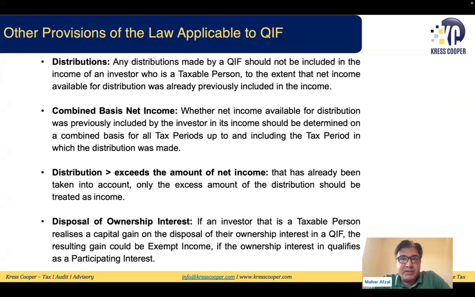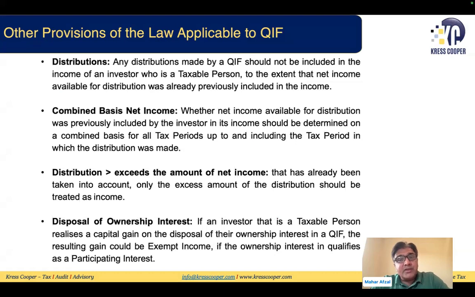We'll look into the example as well. If the distribution is lesser than the income, it should not be subject to further taxation. If the distribution is more than the income, then it should be subject to further taxation. Combined basis of net income: we need to look at the result on an overall basis, combined starting from day one, instead of the individual year.